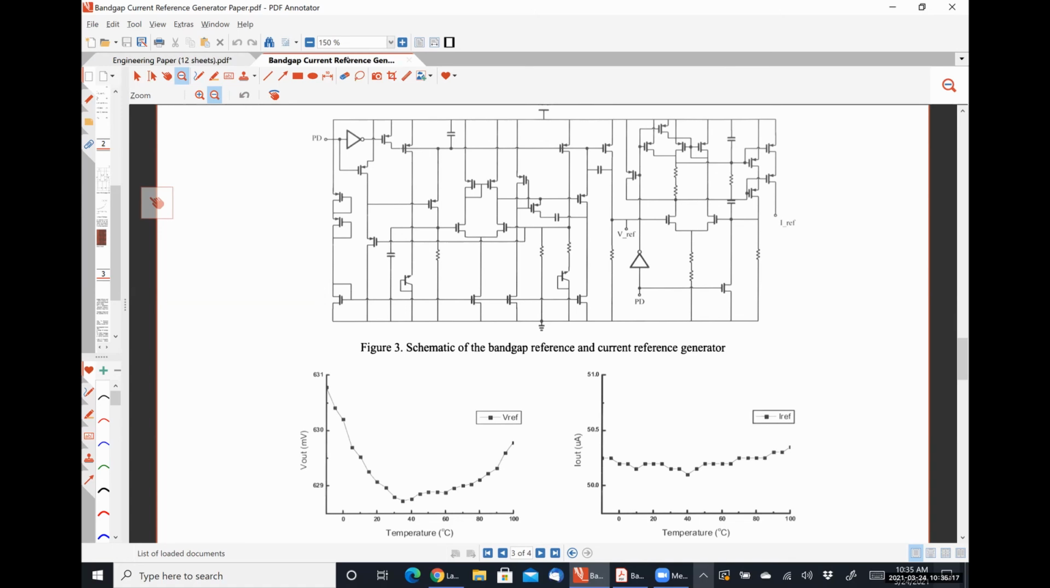This was designed, or at least they published it in 2008, capable of generating a reference voltage, which we can see actually varies a fairly good amount with respect to temperature, and a reference current, which is actually fairly stable with respect to temperature. So it's somewhere around 50.25 microamps from an operating range of less than 0 degrees C up to 100 degrees C.